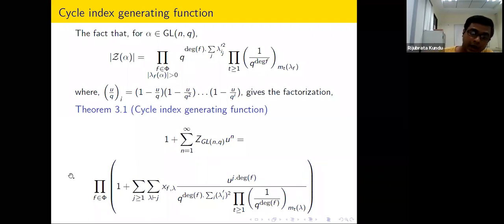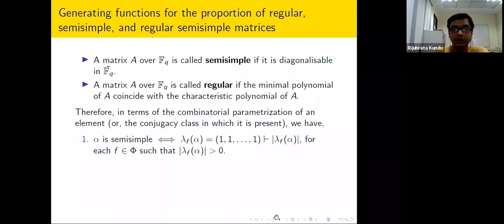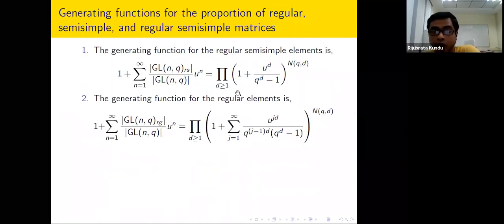And the product outside runs over all polynomials in phi. And now you see that the inside thing only depends on the degree of the polynomial. So you can club together all such polynomials with the same degree, right? And therefore, you get the following thing. Product over d greater or equal to 1 of 1 plus u to the power d over q to the power d minus 1. Once again, degree f is replaced by just d. And because you have clubbed together all polynomials of degree d, you get the number of such polynomials, which is N(q, d).